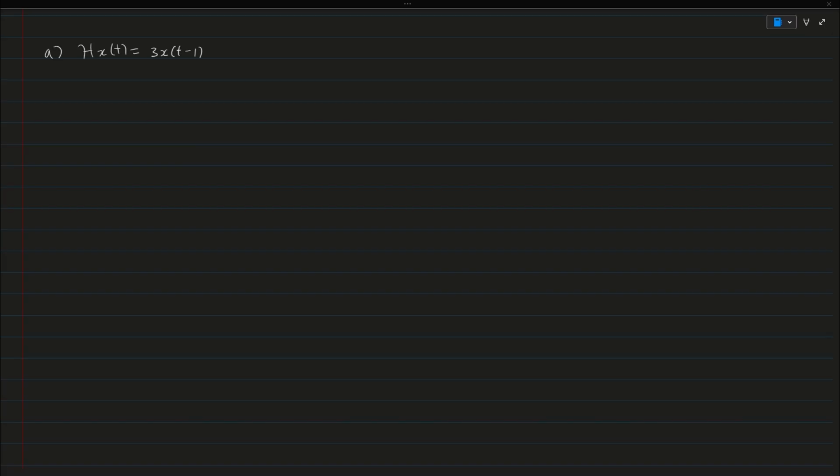The first step is we always take the output. So let's write that this is y of t. Now y of t is equal to 3x of t minus 1. The first step is we write y of t minus t0, so we shift the output. This is going to be equal to 3x of t minus t0 minus 1. This is a direct substitution of t by t minus t0. Here we have a shifted output.